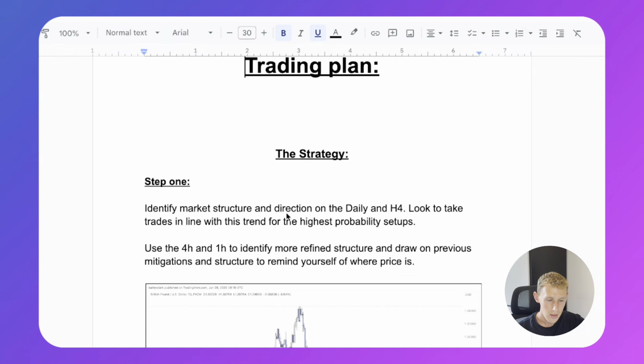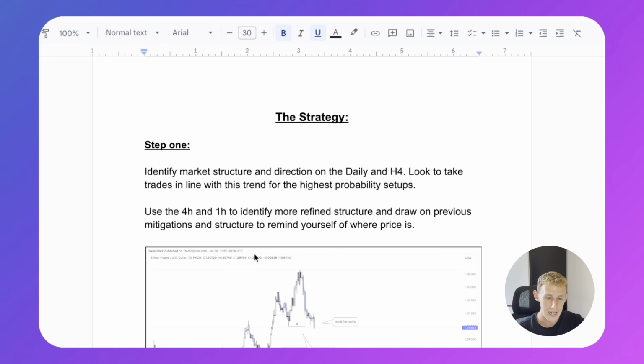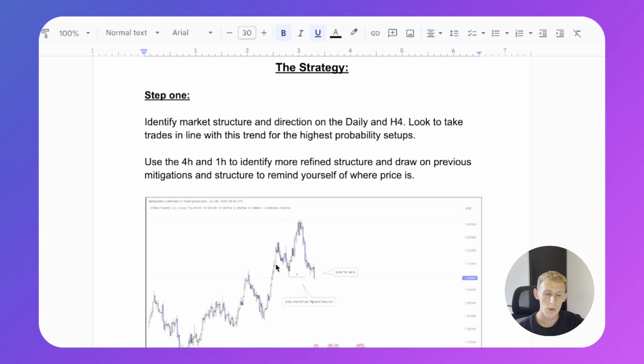So step one of the system is we're just going to go ahead and identify overall market structure on daily and 4-hour time frames just to see what the overall trend is and where price is likely heading. And then I'm also breaking this down to the hourly time frame just to identify any more of the refined structure and draw on any previous mitigations.